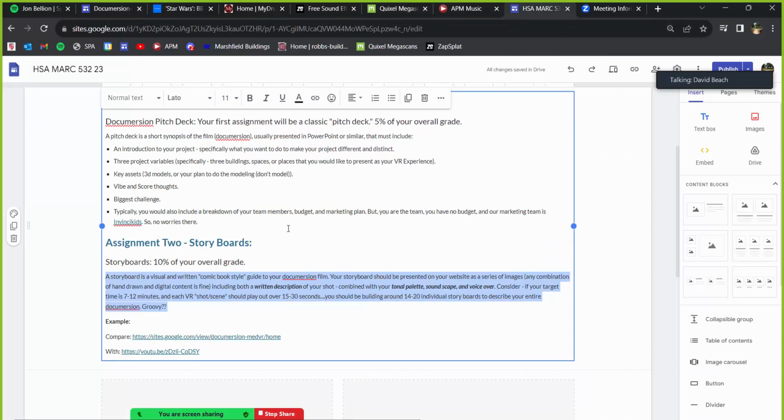Consider if your target time for the DocImmersion is 7 to 12 minutes. Each VR shot should play out over 15 to 30 seconds. So your total number of storyboards is going to be somewhere in that 12 to 20 storyboards, right? This amount of time, it's usually like 5 scenes, right?